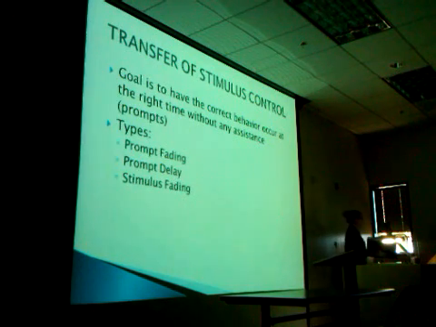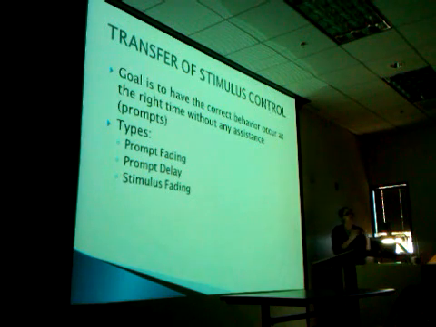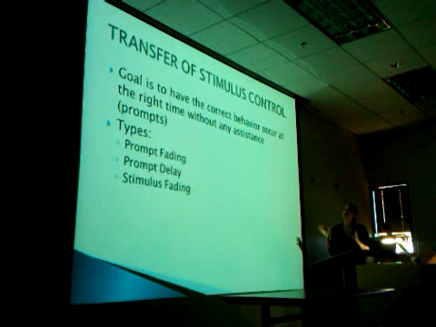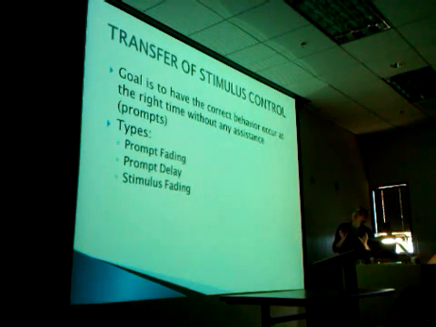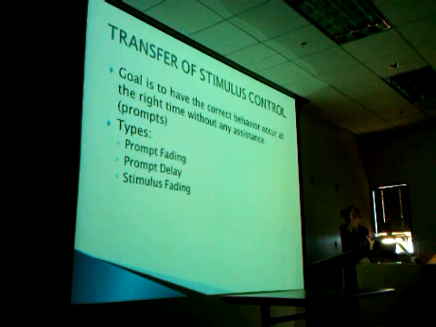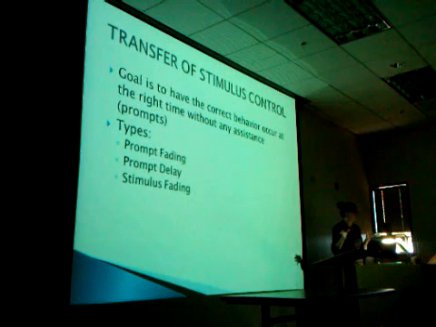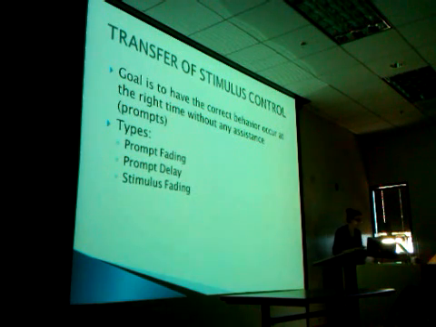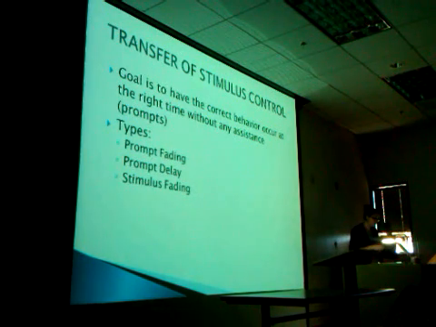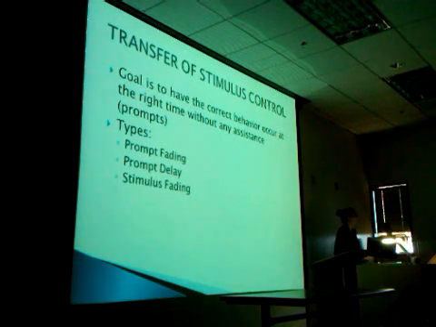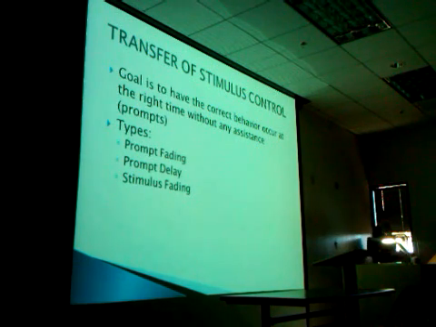So we transfer that stimulus control of the prompts, and we fade them out. Okay, we want to fade out our prompts. Because yes, the goal is to have the behavior occur without any type of assistance. Okay, so there's different types of fading that we use. And the first one that we're going to talk about is prompt fading.